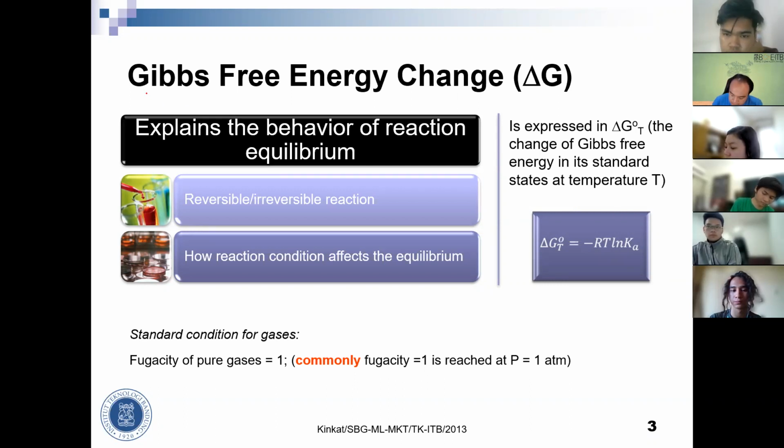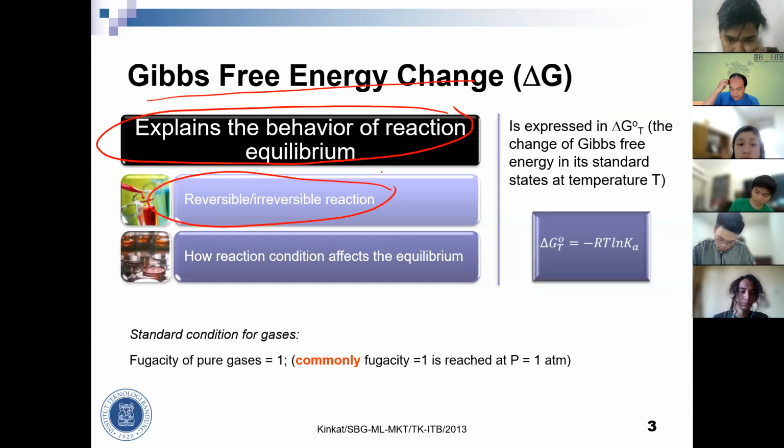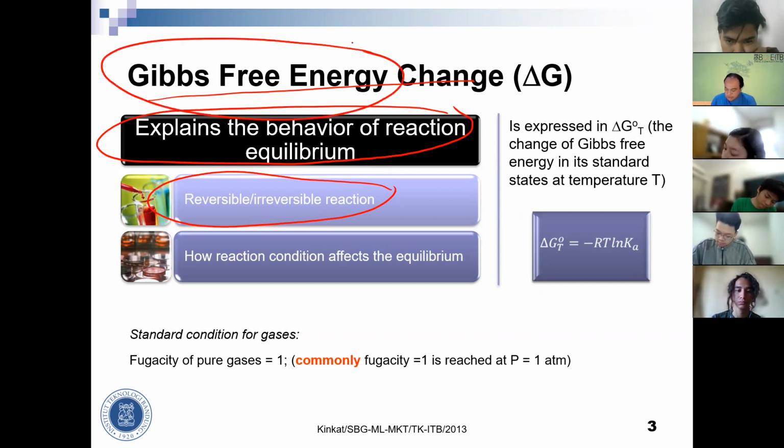Okay, so Gibbs free energy explains the behavior of the reaction equilibrium. What kind of behavior? First, the reversibility of the reaction, whether it can be done reversibly or just in one way. And another, Gibbs free energy can also be used to evaluate the maximum conversion.